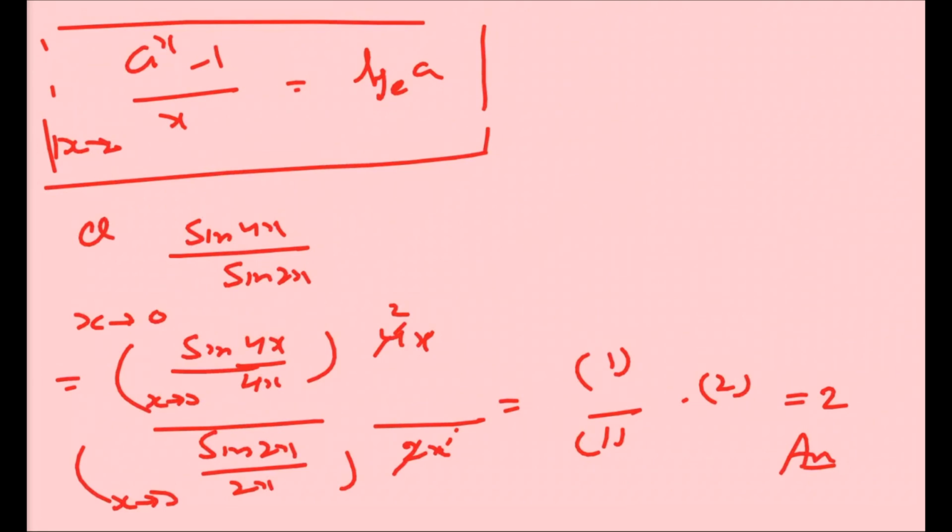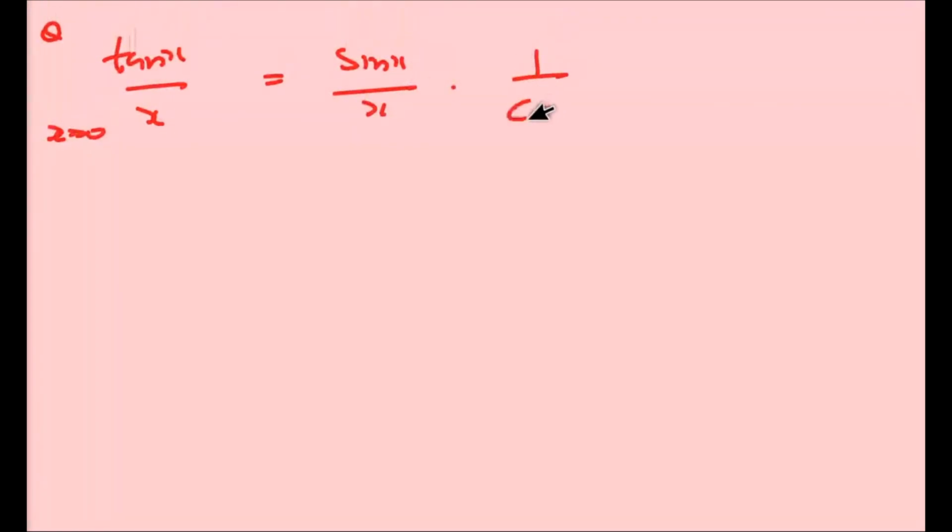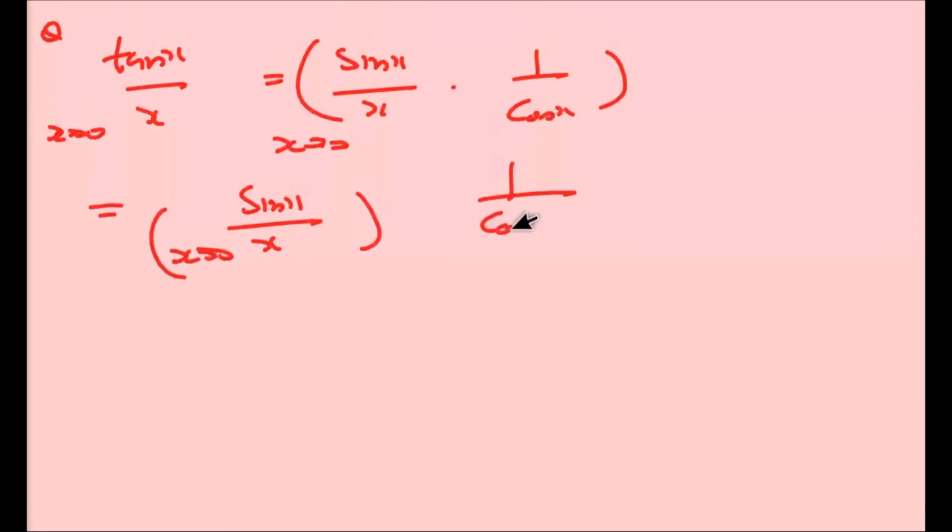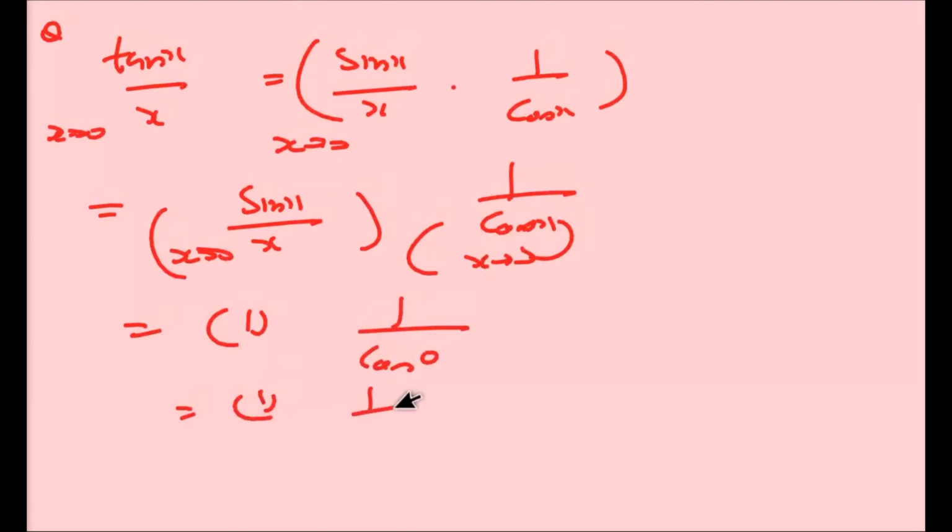Now we can see this question: tan x upon x, x tends towards 0. Now you can see sin x upon x into 1 upon cos x. We can write this way, taking the limit x tends towards 0. Now separately, limit sin x upon x, x tends towards 0, and 1 upon cos x, x tends towards 0. Taking this formula 1, and here putting the value 0, limit cos 0 is 1, so we can find here 1. This way you can use the formula. Okay, student.